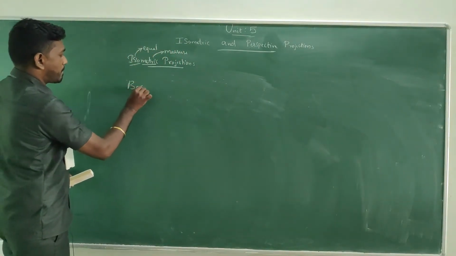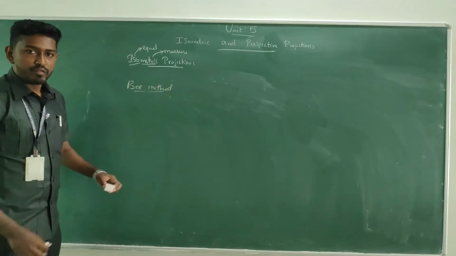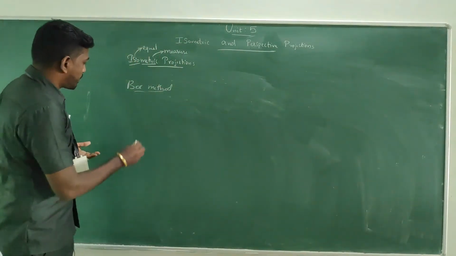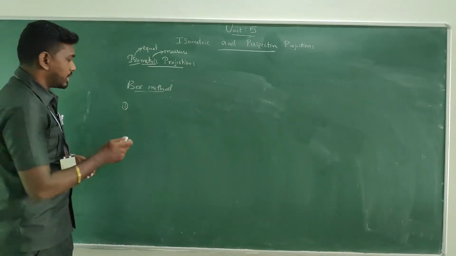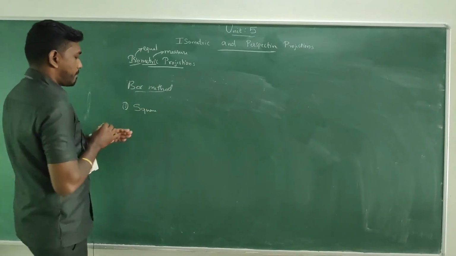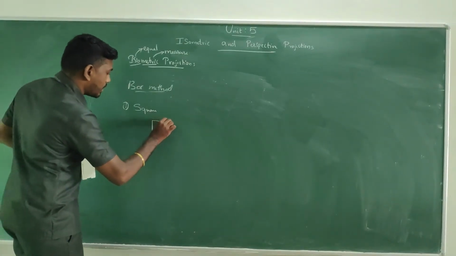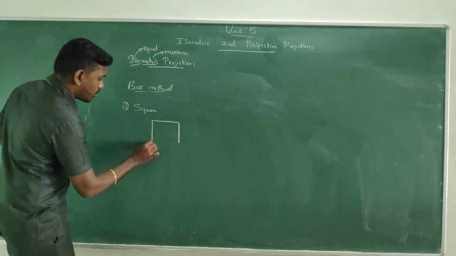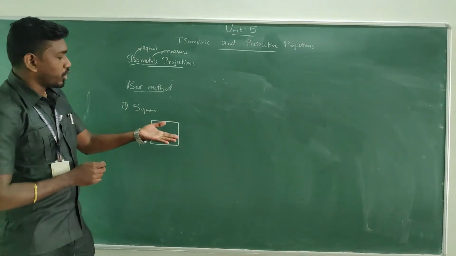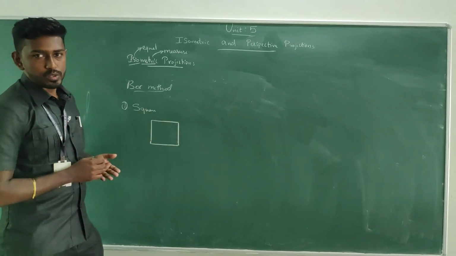Box method. First of all, I'm going to take a simple plane shape. First one is the square. The square, we know all the four sides are equal. Let's see how we are going to convert this 2D diagram square into 3D.